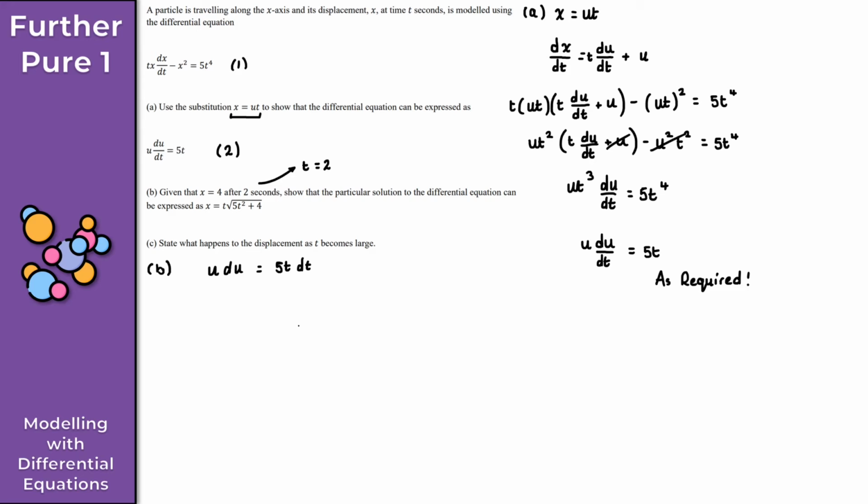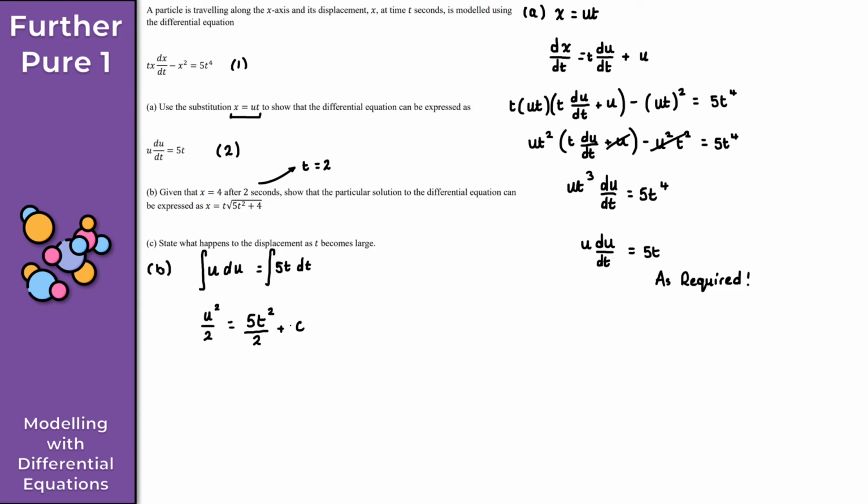And as I've just mentioned, to solve this differential equation, all I need to do now is integrate both sides. I've got the integral of u du is equal to the integral of 5t dt. Okay? Pretty straightforward. Just add 1 to the power, divide by the new power, so I get u squared over 2 is equal to, on the right-hand side, 5t squared over 2 plus c.